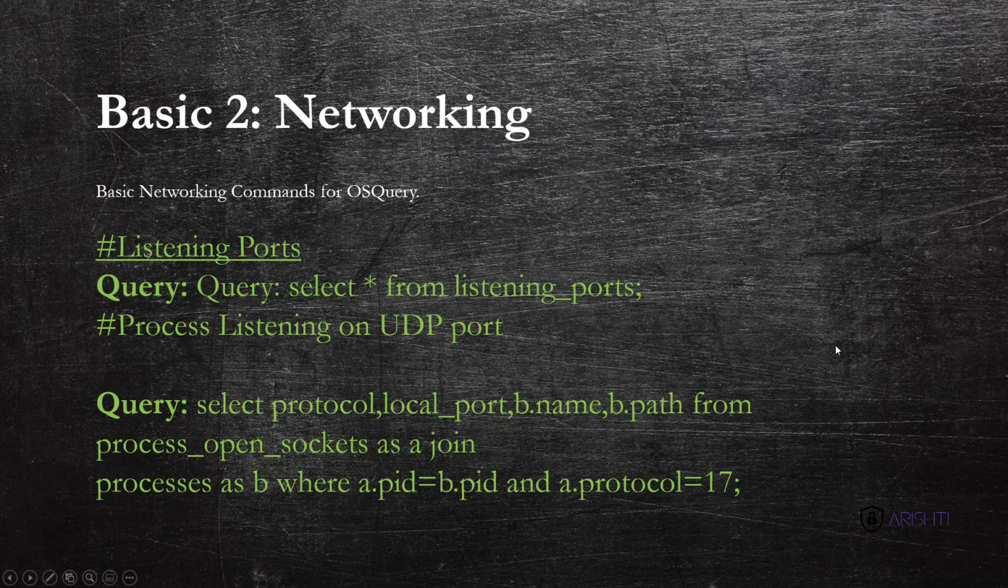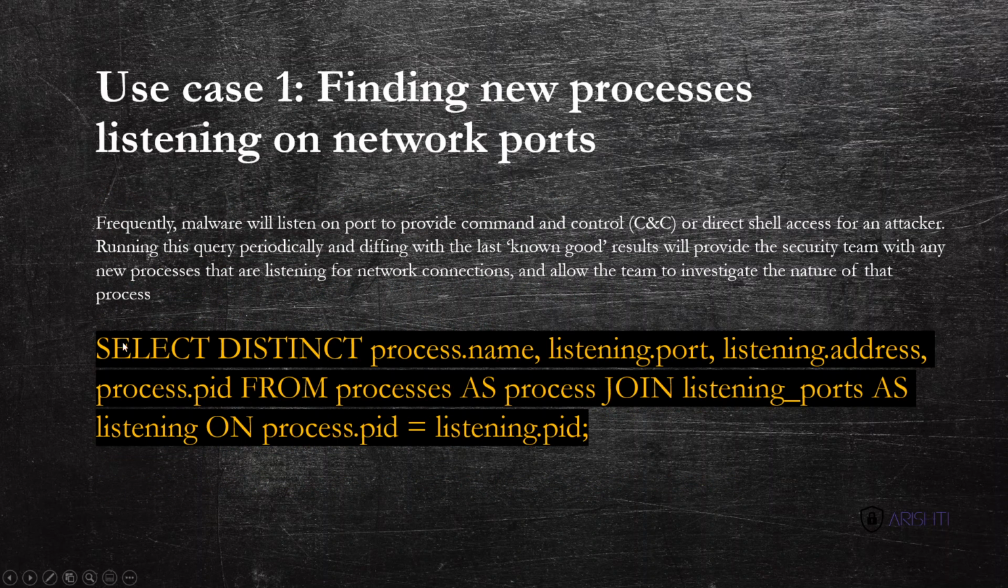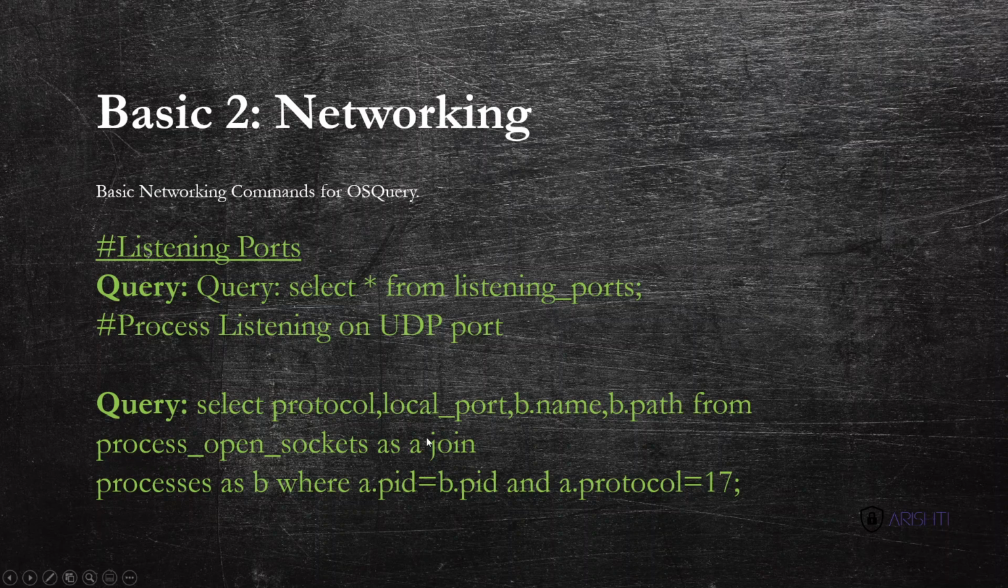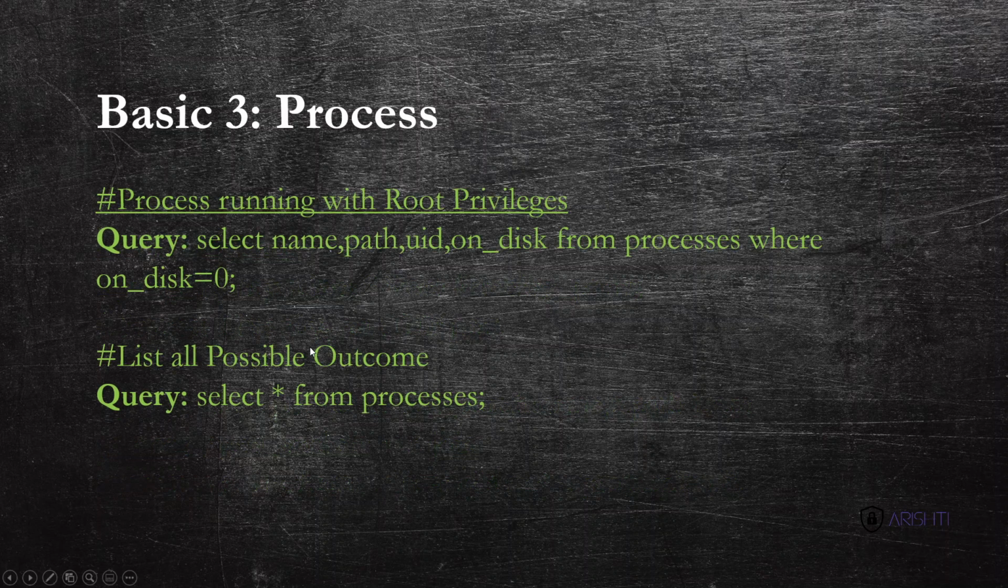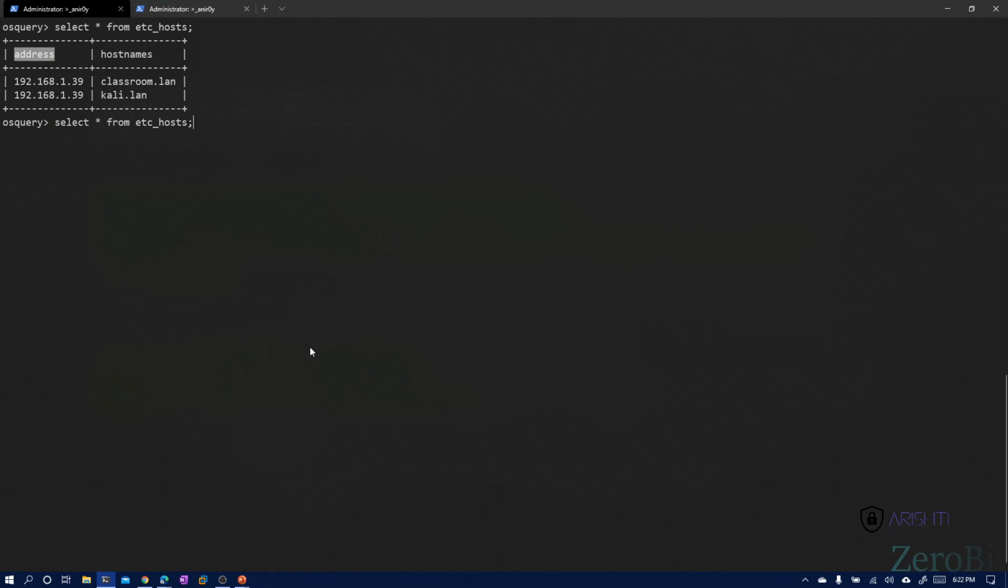There's a ton of things you can do by running this kind of query. I have a simple query: select protocol, local port, base name and base path from process_open_sockets as s join processes as p on s.pid equals p.pid where protocol is 17. This should work on Linux as well as Windows. I never tried it, so we can try this one quickly. Now the process table makes a ton of sense, right? I can see all the processes running on my system.